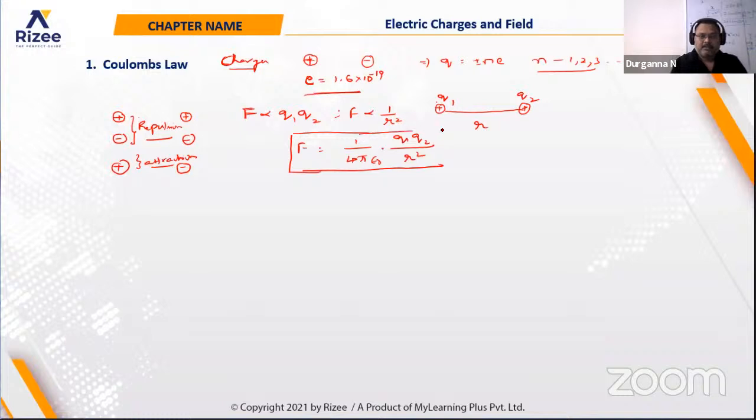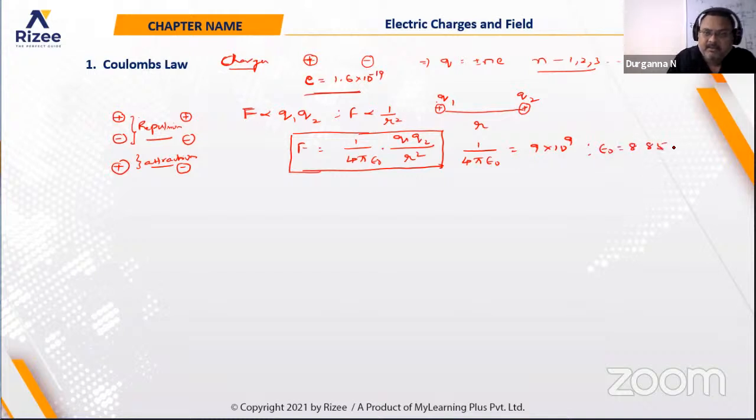In this, the value of 1 by 4 pi epsilon naught is 9 into 10 to the power of 9. And you can write the epsilon naught value as 8.85 into 10 to the power of minus 12 coulomb square per newton meter square. So what is this epsilon naught? Epsilon naught is the permittivity of free space. Okay, so epsilon naught is called the permittivity of free space.